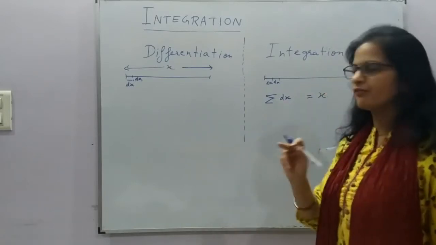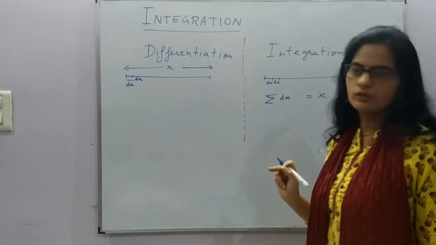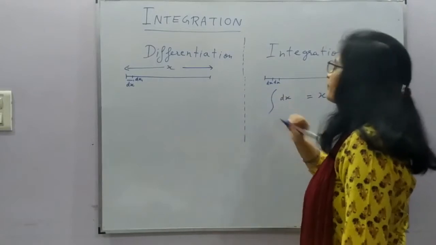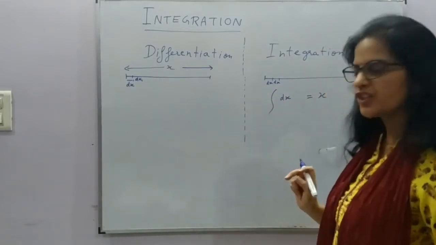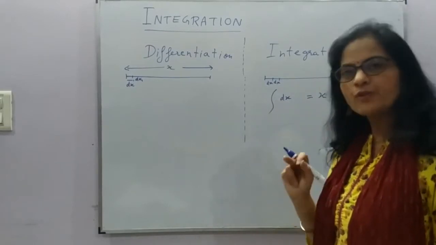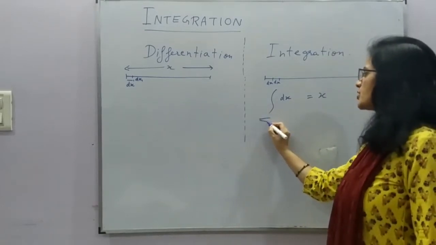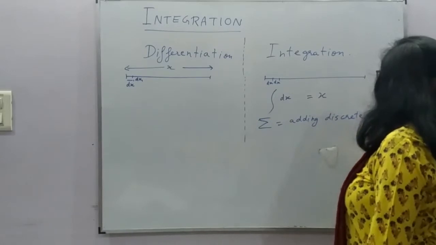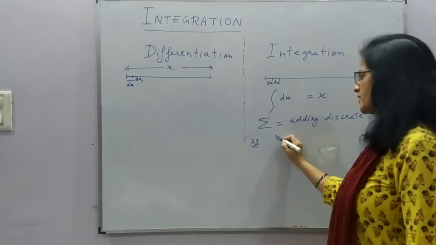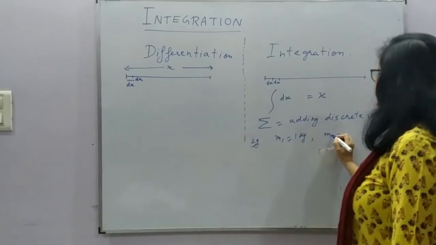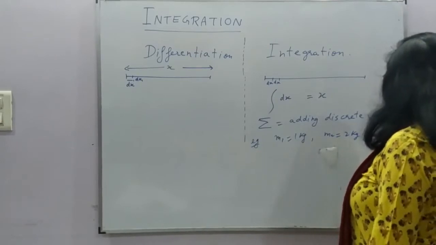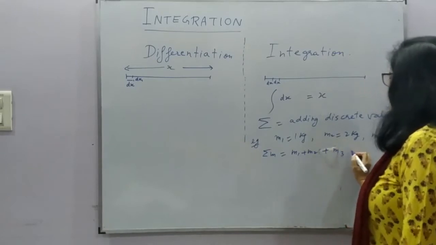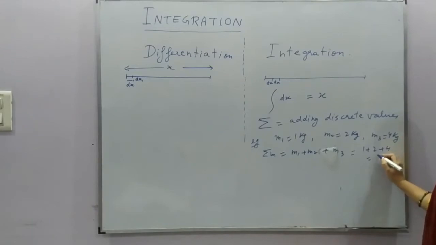Now, we have used this sigma symbol in class 9th also. But for integration, we are not using sigma. We will be using this symbol, the symbol of integration. Why don't we use sigma? Because sigma is used for adding discrete values. Suppose I want to add some masses: m1 is 1 kg, m2 is 2 kg, m3 is 4 kg. Then sigma m will be the sum of these values, 1 plus 2 plus 4.